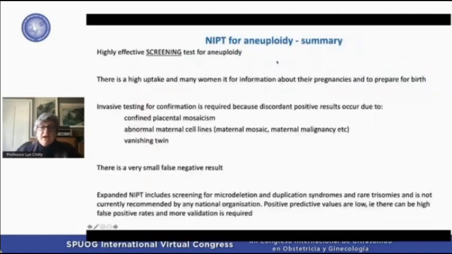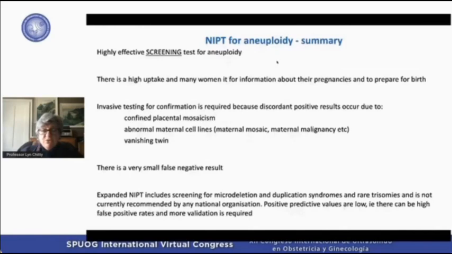So in summary, NIPT for aneuploidy is a highly effective screening test. There is a high uptake, and many women use it for information about their pregnancies to prepare for birth. Certainly in the UK, there has been no change in the rate of termination of pregnancy for Down syndrome since introducing NIPT. You need to confirm a result using invasive testing because of the false positive rate, and there is a very small false negative rate. And as I've just said, expanded NIPT, which includes screening for microdeletion and duplication syndromes, is not currently recommended by any national organisations. The positive predictive values are low, there's a high false positive rate, and we need more validation. That's something on which Kypros and I are in 100% agreement.